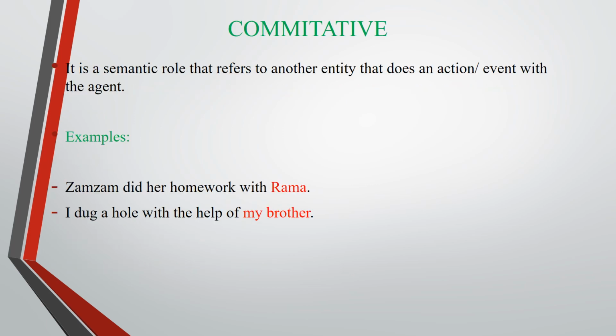Comitative is a semantic role that refers to another entity that does an action or an event with the agent. For example, Zamzam did her homework with Rama. It shows that Zamzam did not do the homework by herself, but with the help of Rama. Again, the second sentence, I dug a hole with the help of my brother. My brother here plays the role of a comitative because he shared the action with me.